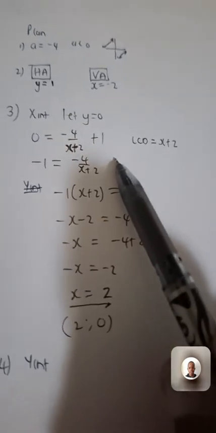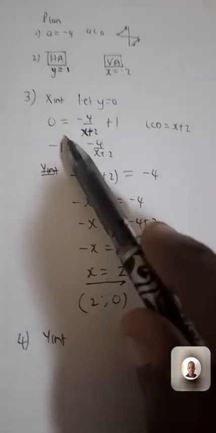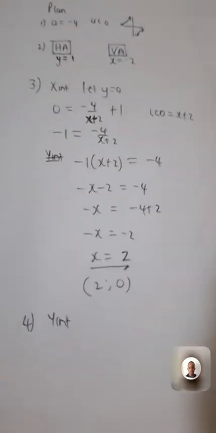I love this cross multiplication. You isolate the constant, you cross multiply. It's easier, hey? It's straight to the point.